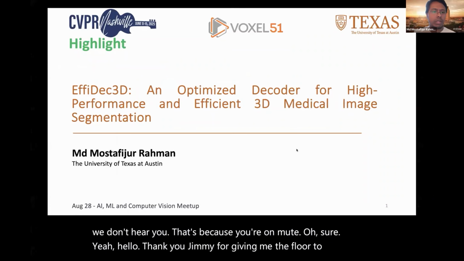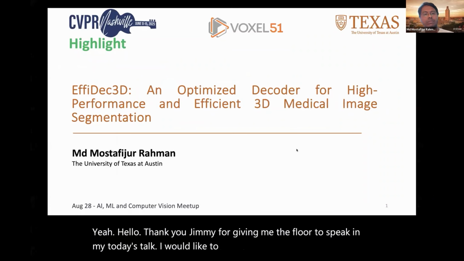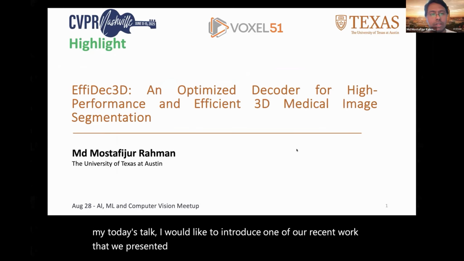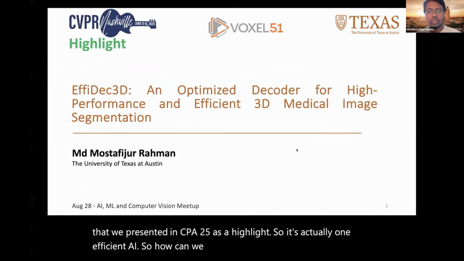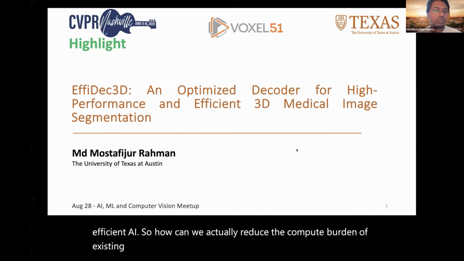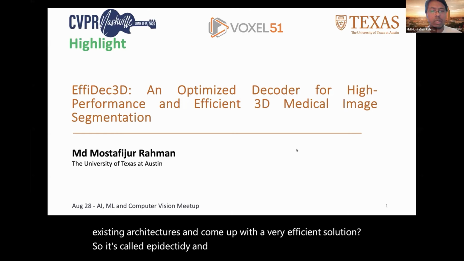In my talk today, I would like to introduce one of our recent works that we presented at CVPR 2025 as a highlight. It's about efficient AI. How can we reduce the compute burden of existing architectures and come up with a very efficient solution? It's called EffiDec3D, an optimized decoder for high performance and efficient 3D medical image segmentation.